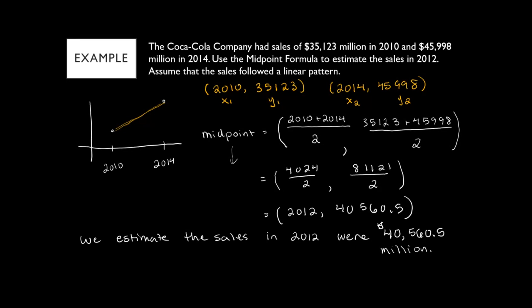So we estimate the sales in 2012 were $40,560.5 million. If you want, because of the 0.5, you could translate it into something else. You can convert it to trillions if you want and do like 40.5 trillion, but it's best to just leave it with the units that they gave you.